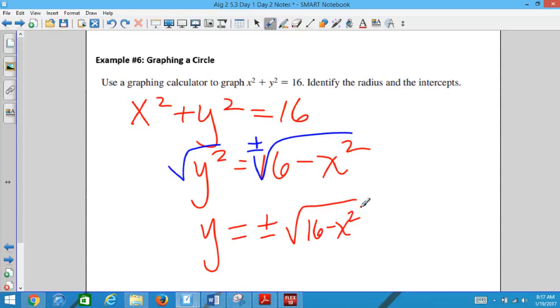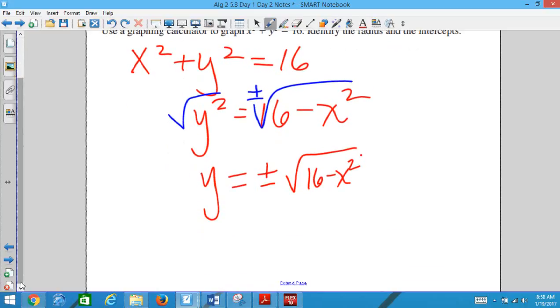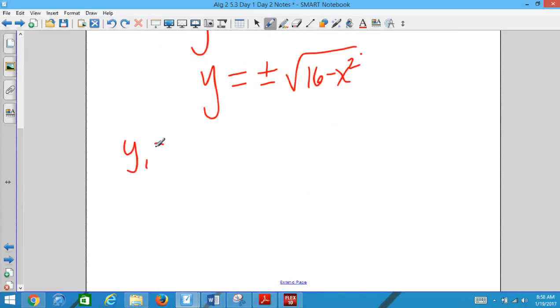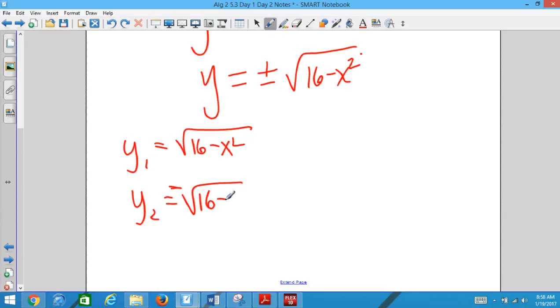When you square root, you do not square root the 16 and the x squared separately, because it is not the square root of 16 and the square root of x squared. It is the square root of the difference, that quantity, and you cannot square root those numbers separately. So you just type in your calculator. Y1 would be square root of 16 minus x squared. Y2 is the negative square root of 16 minus x squared. Go ahead and type that in.